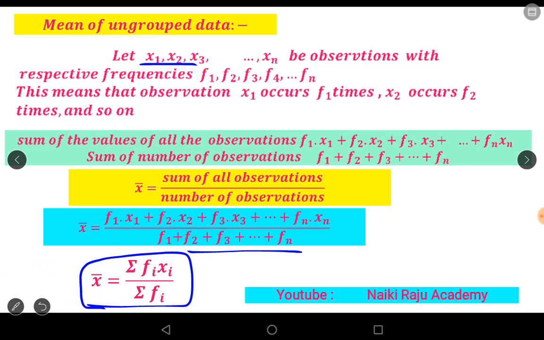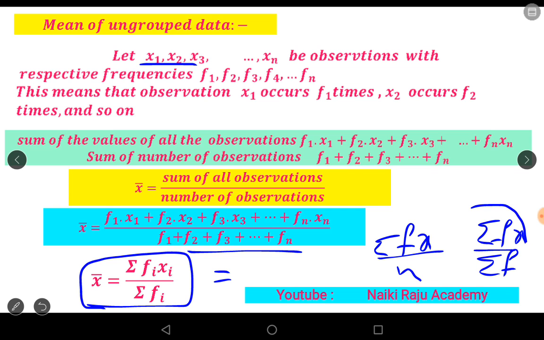In the previous video it was only ungrouped data; here it is ungrouped data with a frequency distribution table. So x bar equals sigma fi xi by sigma fi. Sometimes we write the formula as sigma fx by n, or sometimes sigma fx by sigma f. This is also a formula for the average.